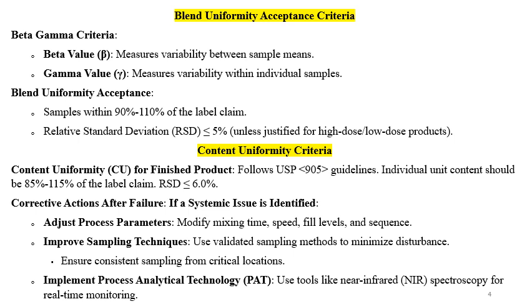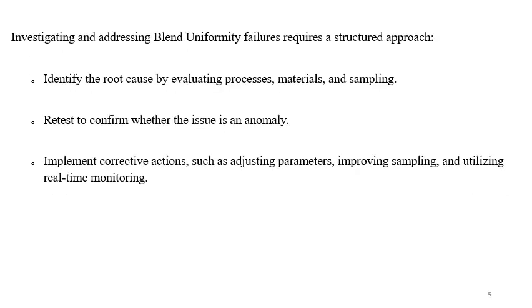Corrective actions after failure. If systemic issues are identified, then adjust the process parameters: modify the mixing time, speed, fill levels, and sequence. You can also check the equipment occupancies. Improve sampling techniques. Use validated sampling methods to minimize disturbance. Ensure consistent sampling from the critical locations. Implement process analytical technology, that is PAT. Use tools like near IR spectroscopy for real-time monitoring. These are some of the important aspects.